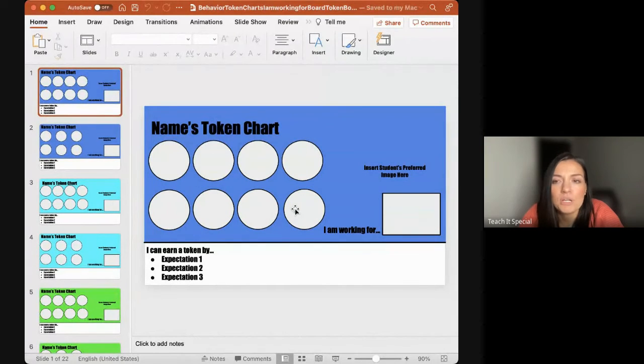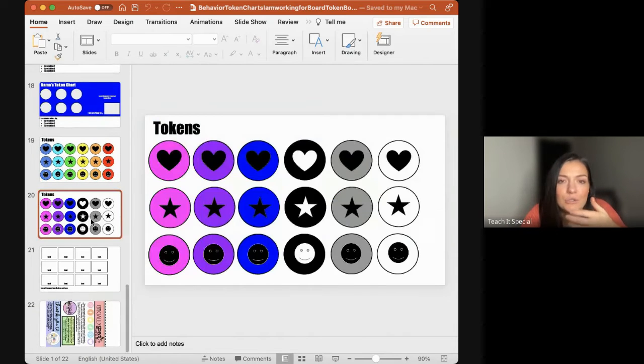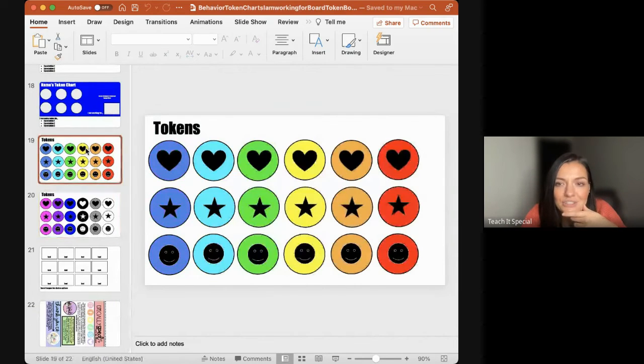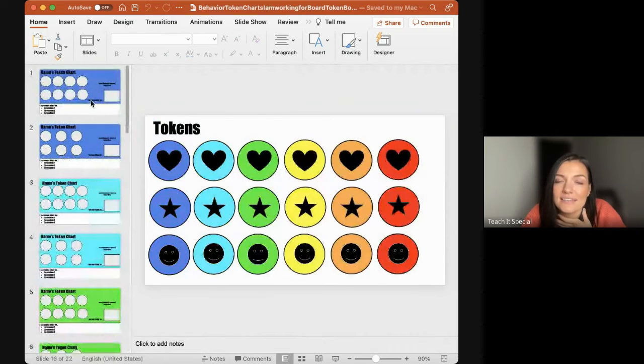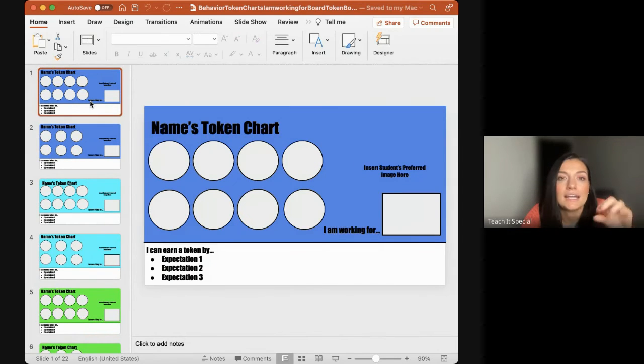Token charts are awesome because you can get the ultimate buy-in from students. Students are excited to have their own token chart. It's laminated. On these token charts, just so you're aware, I did include tokens that you can use. I personally like to take stickers. So if students like Fortnite or Minecraft or Among Us or whatever, I order stickers. I stick the stickers on a laminating sheet, laminate the sheet, and then cut out the stickers and put Velcro on them. And I use those as tokens.